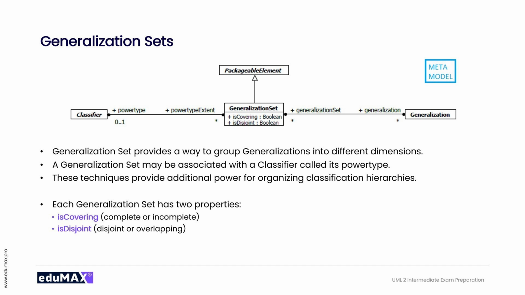Generalization set is a way to group multiple generalizations into different dimensions, making it easier to manage and organize complex classification hierarchies. Here's a deeper look into its components and uses. A generalization set may also be associated with a classifier called its power type. In addition, each generalization set has two properties: is covering with values complete or incomplete, and is disjoint with values disjoint or overlapping. I must admit that this all looks like a very complicated subject. Let's try to understand it better by looking at an example.